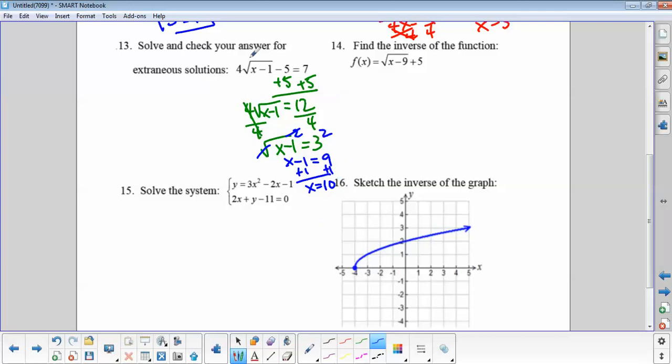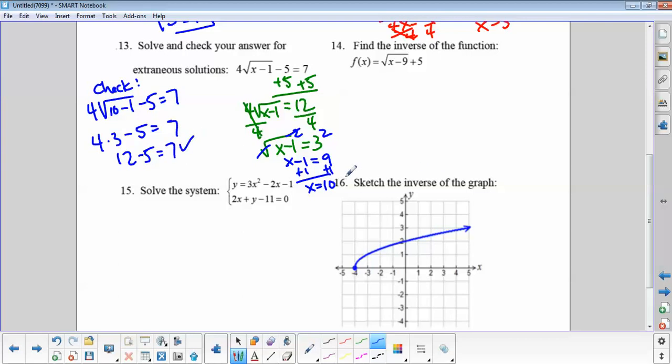Now you want to plug the 10 back in to make sure that this makes this true. So let's check over here. 4 square root of 10 minus 1, minus 5 equals 7. Well, 10 minus 1 is 9, and the square root of 9 is 3. So it's 4 times 3 minus 5 equals 7. 12 minus 5 equals 7. So it is checking, and this is your answer right here, x equals 10.